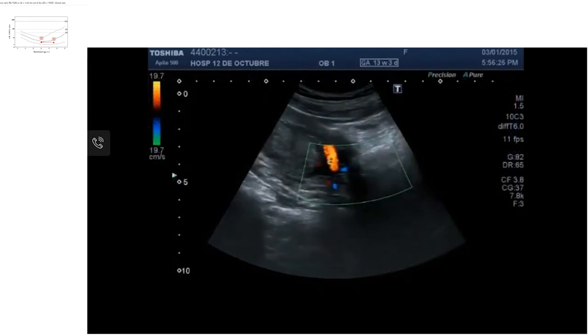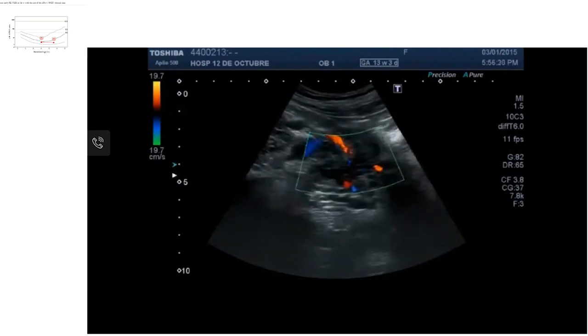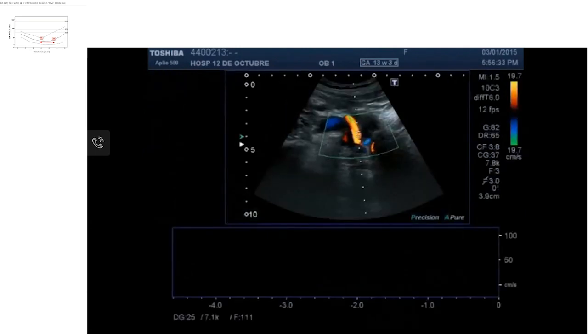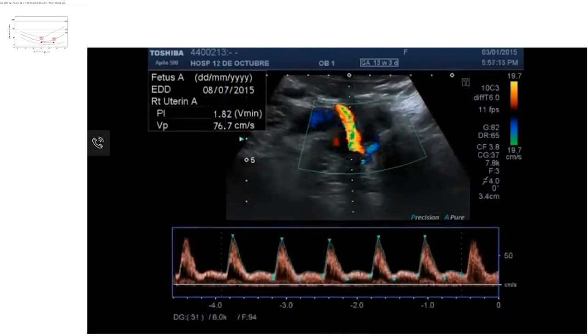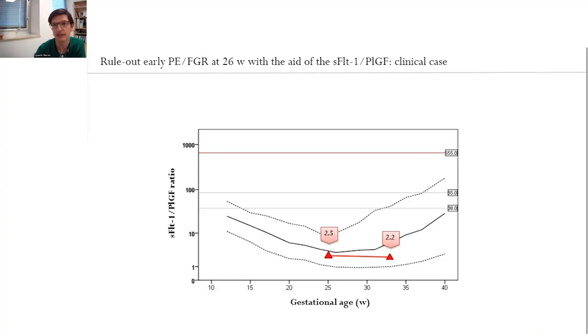Here you can see how we measured the uterine arteries. They were quite high, not extremely, but quite high. And when we performed the combined screening, the result was that she had a high risk. She started with aspirin, that, as you know, is a very useful prophylactic treatment. Then she reached the weeks when she started to feel the first symptoms. We measured the sFlt-PlGF ratio at about 25 weeks, and it was normal. The result was 2, so we could reassure her that she was not going to develop a preeclampsia or fetal restriction in the next 4 or 5 weeks.